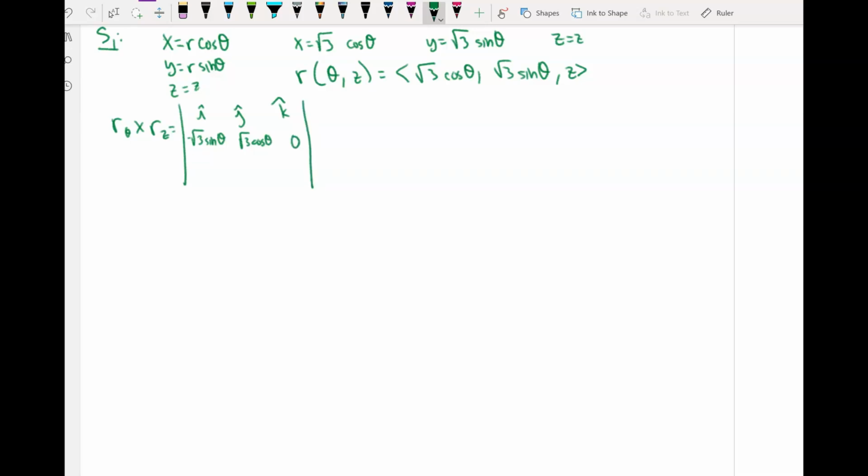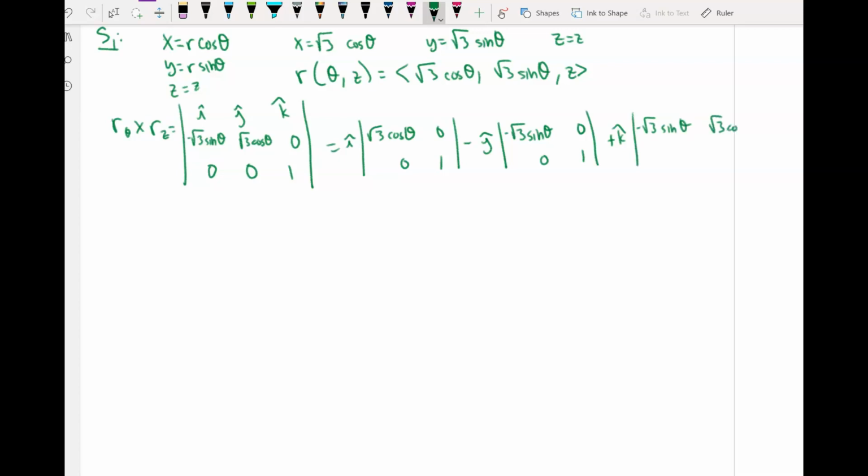Then with respect to z, you can see that these two are going to be 0, and the last one's going to be 1. So then I'm going to have i hat is square root of 3 cosine theta, 0, 0, 1 minus j hat is going to be negative square root of 3 sine theta, 0, 0, 1. And then plus k hat is going to be negative square root of 3 sine theta, square root of 3 cosine theta, 0, 0. Which actually is going to go away, because when I multiply out the diagonals, this is going to go away.